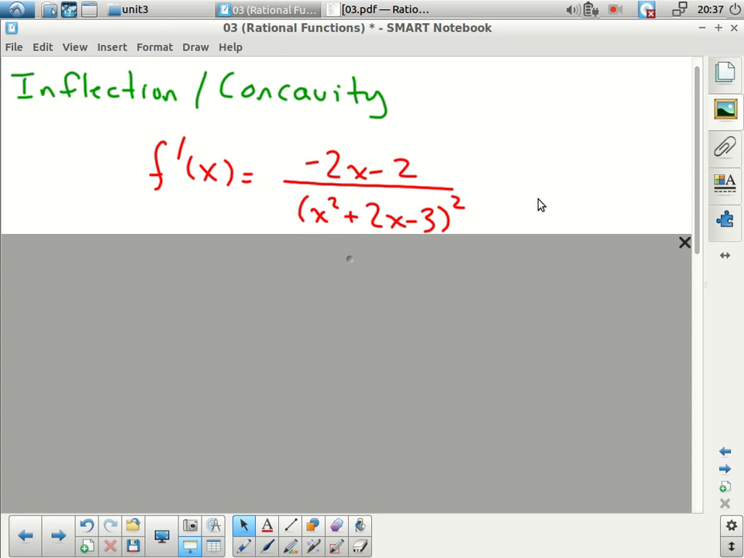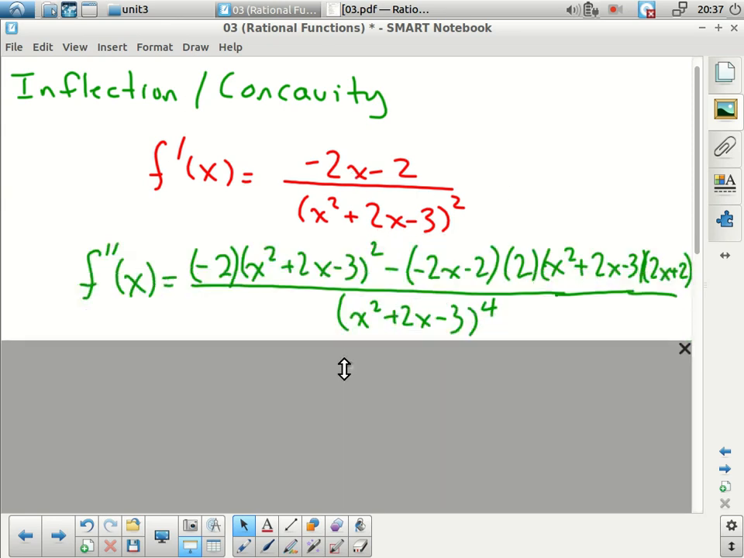So to run this, we could bring this up and make it a product and chain rule. But it's already a quotient, so we'll just go ahead and use the quotient rule. The derivative of the top is -2 times the bottom. Leave the top and multiply it by the derivative of the bottom. So that's chain rule. Bring down the 2, got my x squared minus 2x minus 3. Do the derivative of the inside again. That's 2x plus 2. And now that's all over x squared plus 2x minus 3 to the power 4.